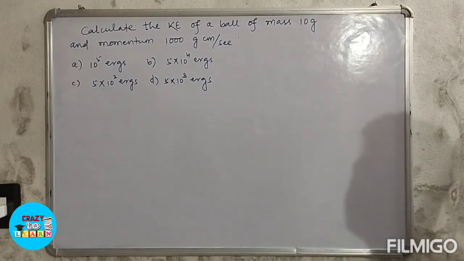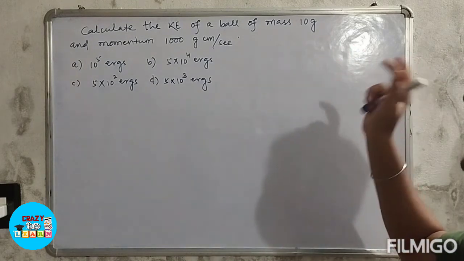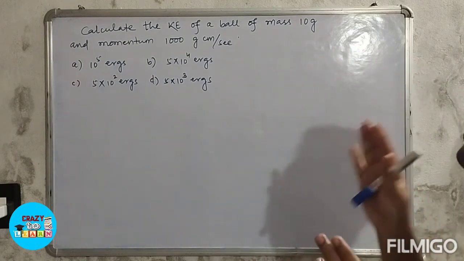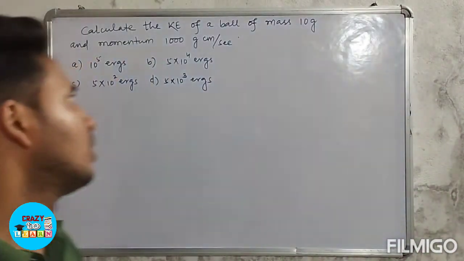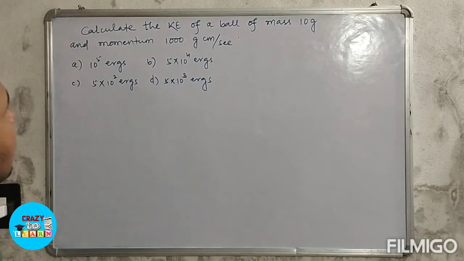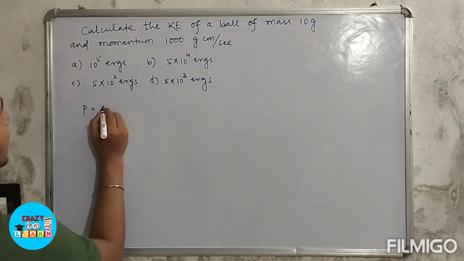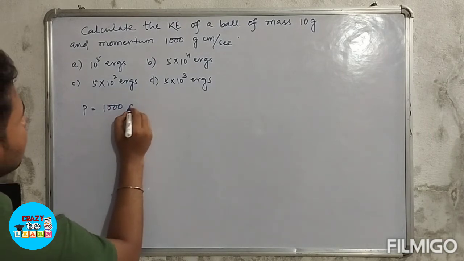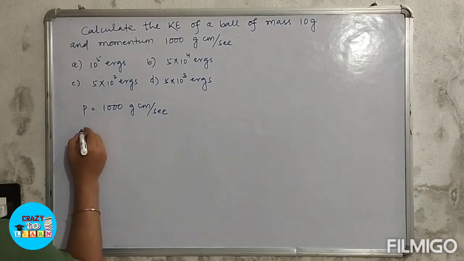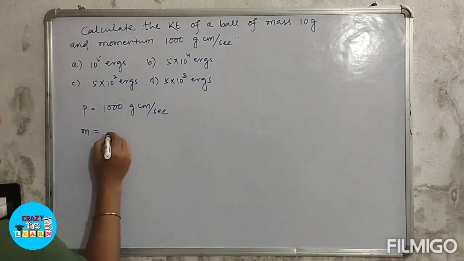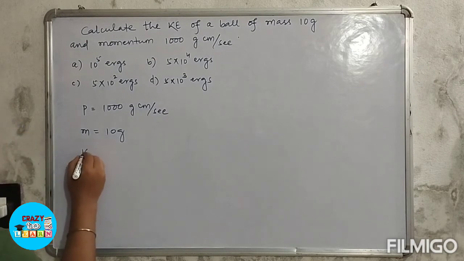Our next question: calculate the kinetic energy of a ball of mass 10 gram and momentum 1000 gram cm per second. So here, just note down what is given to you. Momentum P is equal to 1000 gram cm per second, mass is equal to 10 gram, and you are asked to calculate the kinetic energy.